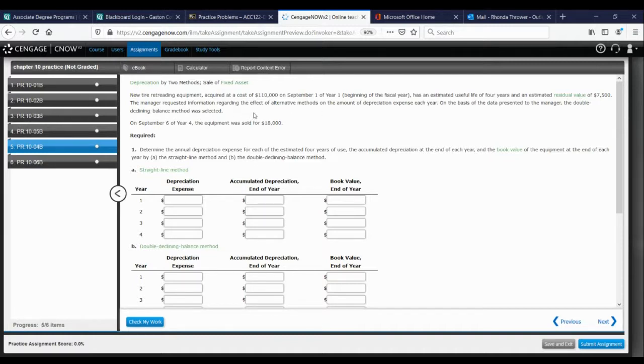The manager has requested information regarding the effect of alternative methods on the amount of depreciation expense each year. On the basis of the data presented to the manager, the double declining balance method was selected. On September the 6th of year 4, the equipment was sold for $18,000.